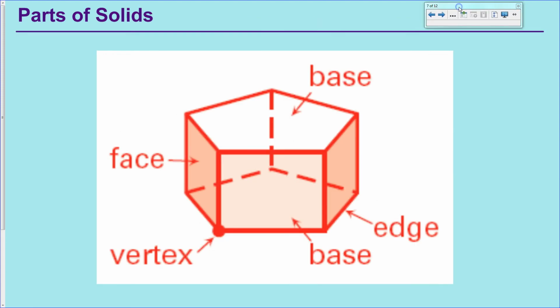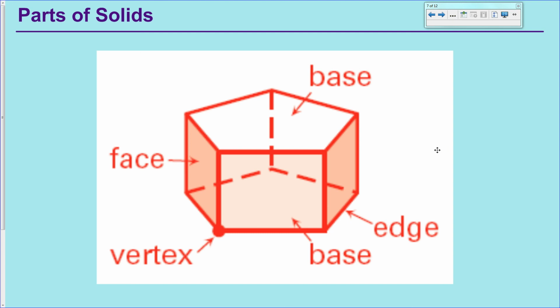Next, parts of solids. You need to know what a base is. You need to know what a face is. You need to know what a vertex is. And you need to know what an edge is. And you need to be able to count them all for any given solid. So first off, the base, if we're talking about a prism, is the two parallel sides to each other that are not rectangles. So in this case, the pentagon. Notice that every other face of this prism is a rectangle.